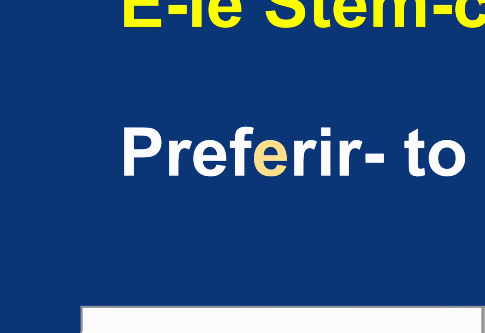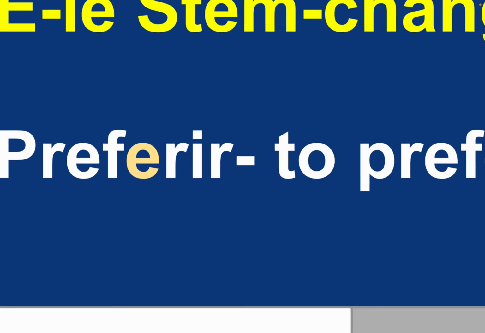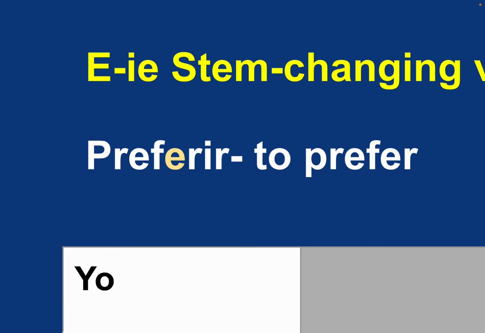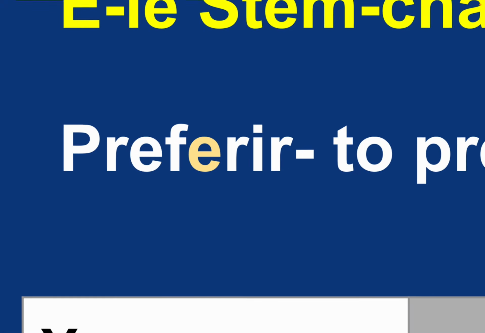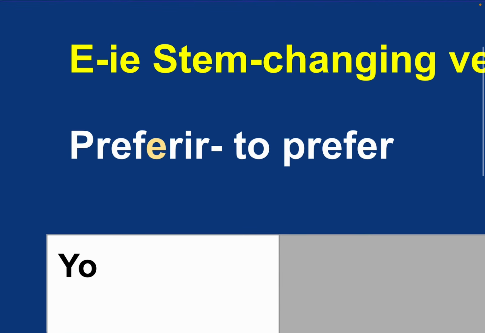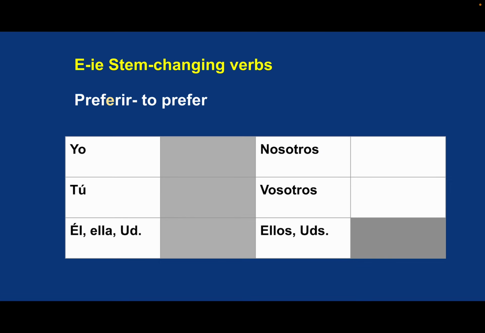Here we have a prefix, pre, then you have the stem, fer, and then you have the ending, ir. So you have to be careful. Many times students want to change this first E here, but no, you have to change the second E. Remember, it's called a stem changing verb. It's the stem of the verb, not a prefix changing verb. So we're not changing that first E, we're changing the second E.